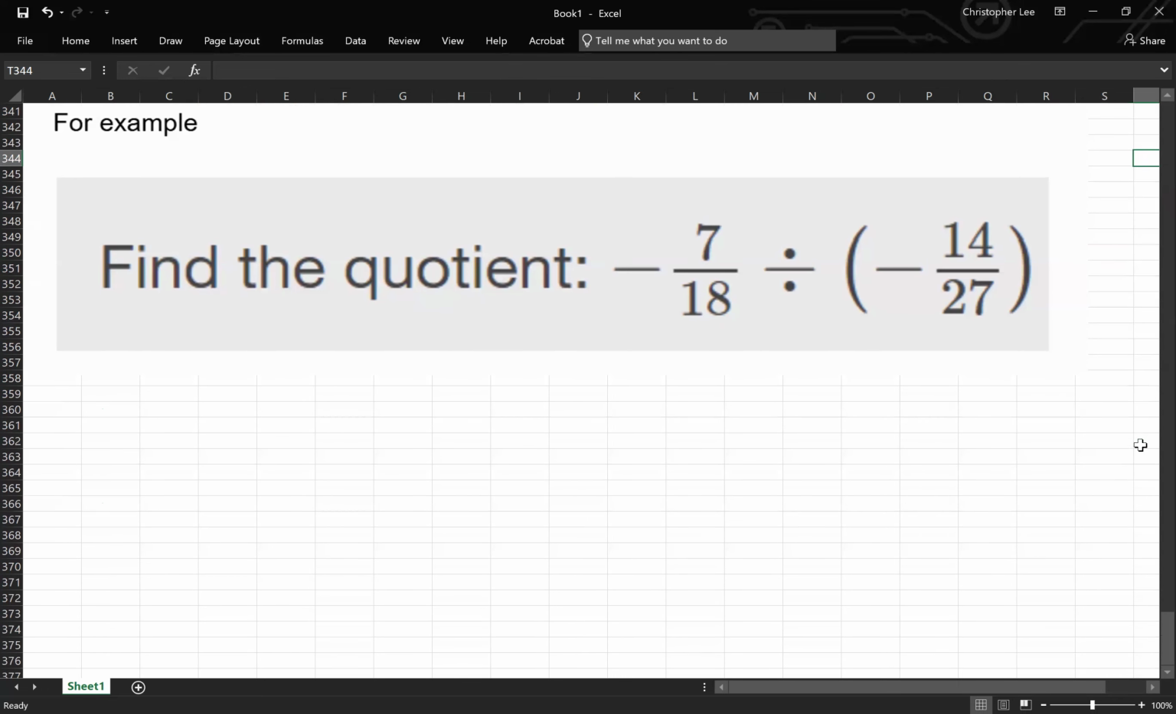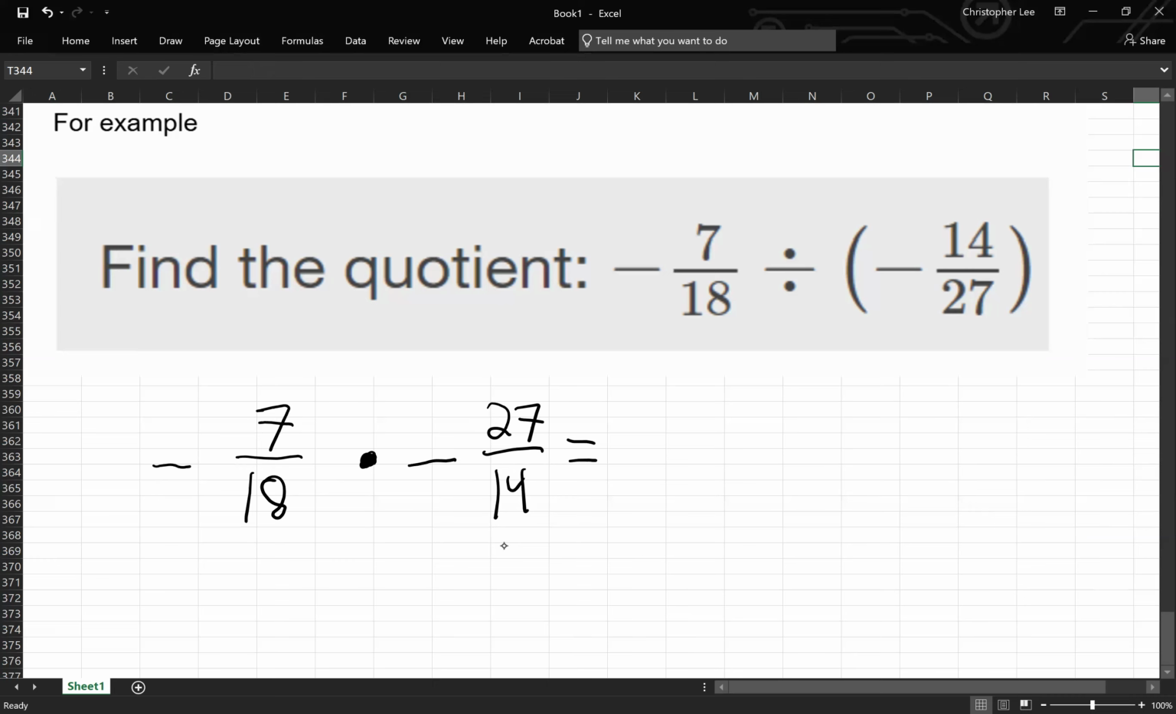All right, so here's a question right here. It says find the quotient. This is -7/18 divided by -14/27. So very simple, we're gonna keep, change, flip. You keep the first fraction, -7/18. I'm gonna change that division to multiplication. I'm gonna flip the other one, so this becomes -27/14.